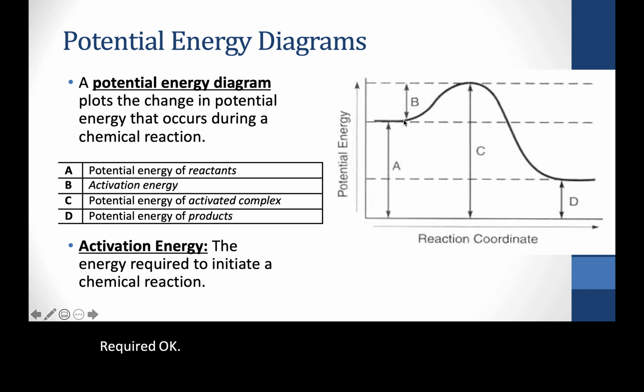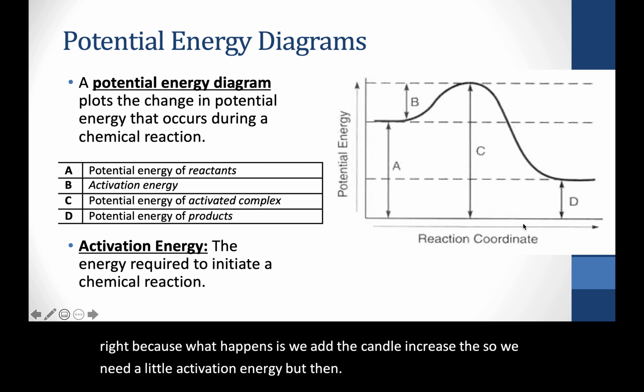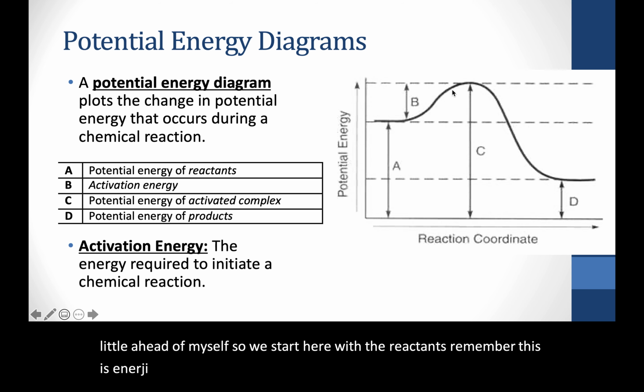Because what happens is we add the candle, so we need a little activation energy, but then, right, potential energy drops, meaning energy is released. But I'm getting a little ahead of myself. So we start here with the reactants. Remember, this is energy. We add some activation energy to start the reaction, right? You got to get up over this hill for the reaction to proceed.